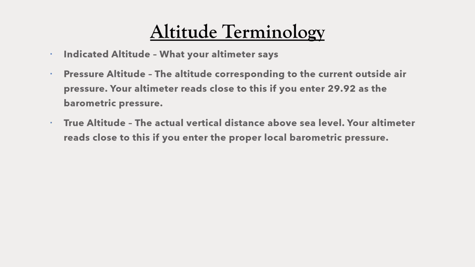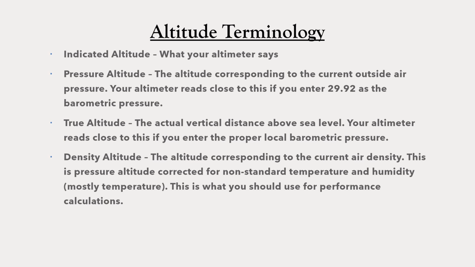True altitude is your actual vertical distance above sea level. If you put the correct thing in your altimeter for your local barometric pressure, your indicated altitude and your true altitude should be very close together. Indicated altitude has some possible instrumentation error, but they're very close.